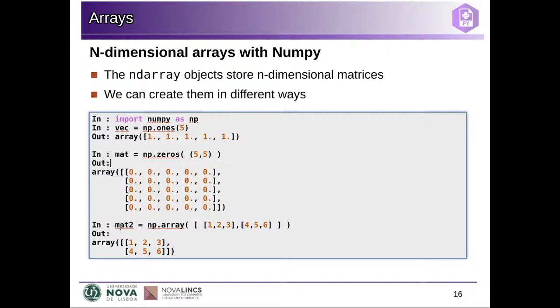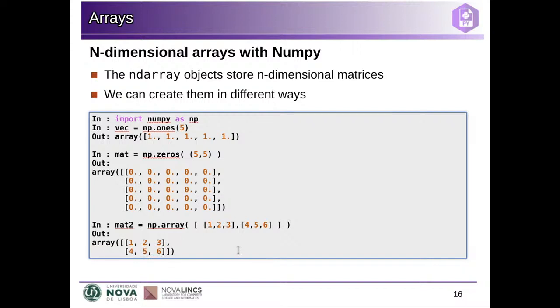We can also create arrays by giving lists or lists of lists, and Numpy will interpret this. So if you give a list in which the elements are also lists, and all these lists have the same length, then Numpy interprets this as each list being a row in a matrix with the number of columns corresponding to the number of elements in the list. So this would be the matrix created here.